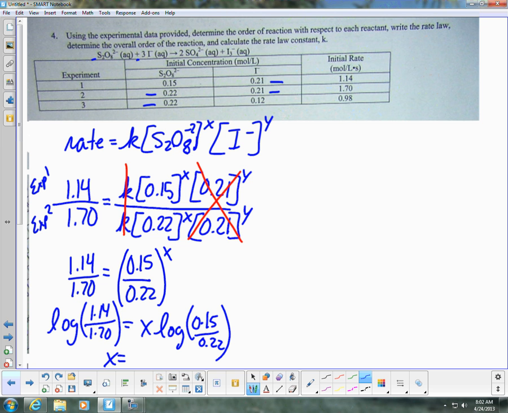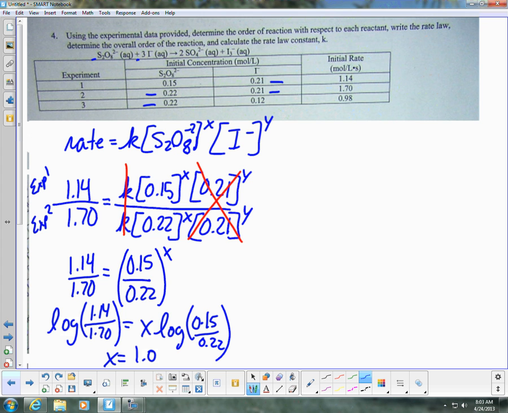Somebody give me x. If you need a calculator, there's some over there. I got the box out, or grab your own. Take the log of this number, divide it by the log of that number. How many significant figures should we have? 2, that's right. 1.0? Okay, 1.0. Okay, so far that's okay, right?